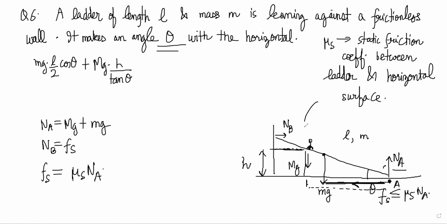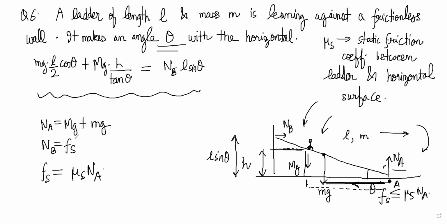These two torques are trying to pull the ladder in this way, but the torque due to Nb is trying to turn the ladder in the opposite way. So the two torques must balance when it is just about to slip. Afterwards, it will be unbalanced and it will slip, right? And the torque of Nb is simply Nb into L sine theta, because this length is L and this height is L sine theta, right? So this is my final equation.